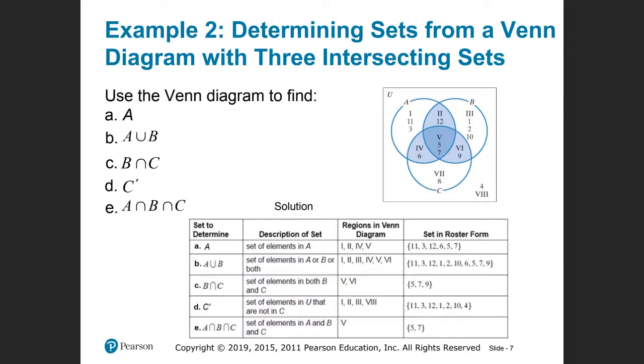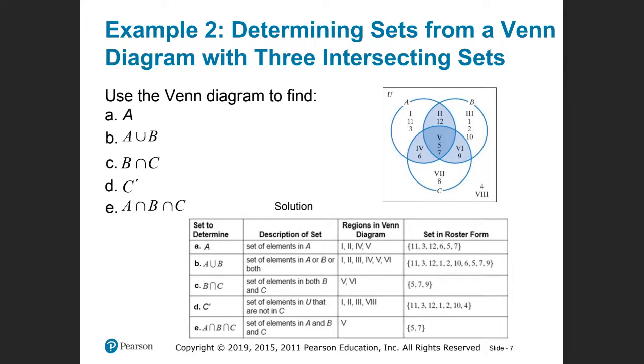Now we're going to look at example 2. This is determining sets from a Venn diagram with 3 intersecting sets. So we're going to use the Venn diagram that is provided on this slide to find the elements of A union B, B intersect C, the complement of C, and A intersect B intersect C. So you can see that in this little table below, we have written the 5 different things we want to find.